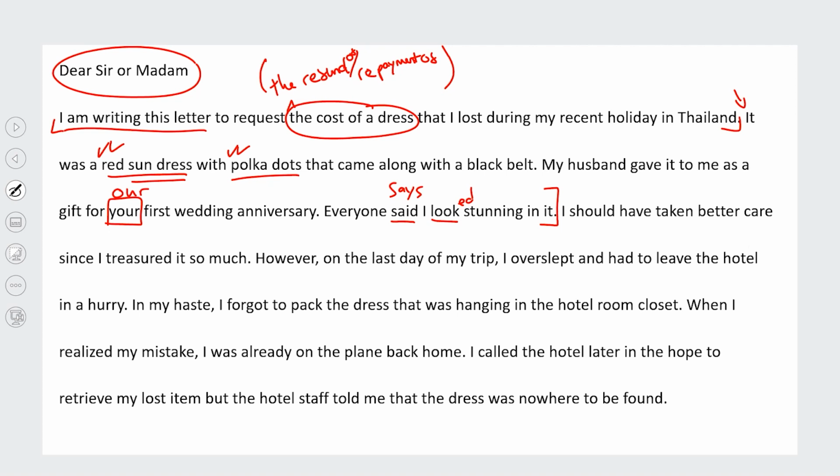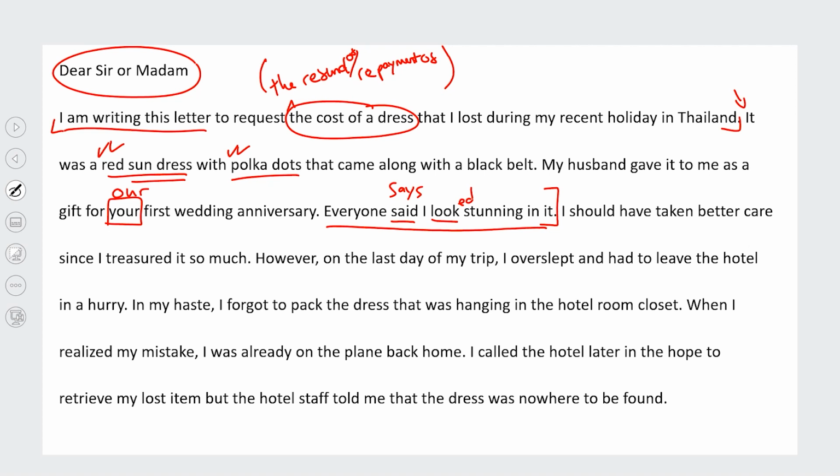item looked like. I mean, in reality, if I'm writing to a travel insurance company, I don't think that they need to know that it was a red sundress with polka dots, or that everyone said how beautiful you were when you wore it. I mean, that's not relevant to the travel insurance. Do you know what I mean? So if I was describing the item that I lost, I would talk about that it was a dress.